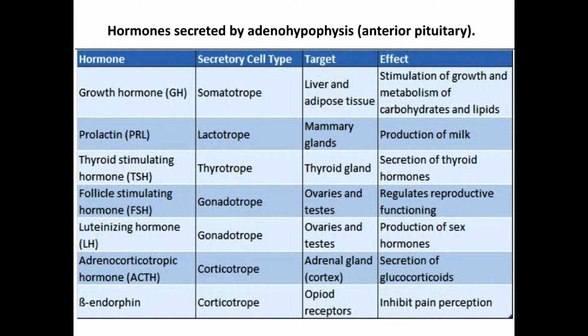Now, these are released from the adenohypophysis, and these are the cells that are located in the adenohypophysis. Growth hormone is released from the somatotropes, prolactin from the lactotropes, thyroid stimulating hormone from the thyrotropes. FSH and LH are gonadal stimulating hormones, and they are released from the gonadotropes. Then we have ACTH, the cortisol stimulator, released from the corticotropes, and beta endorphins are also released from the corticotropes.